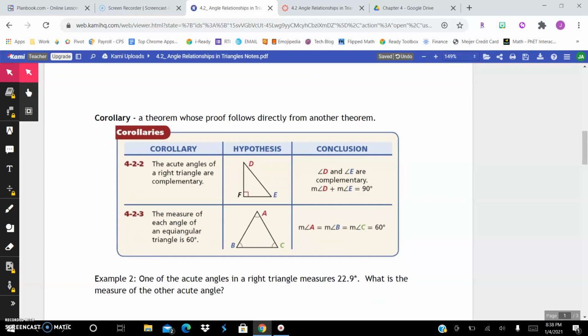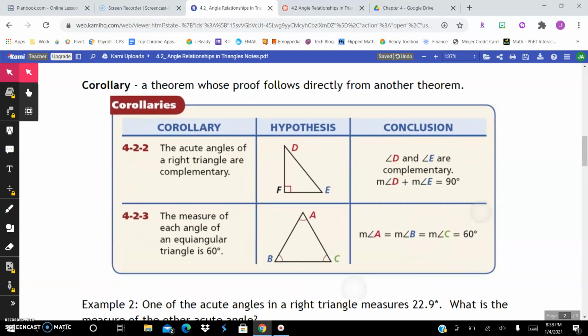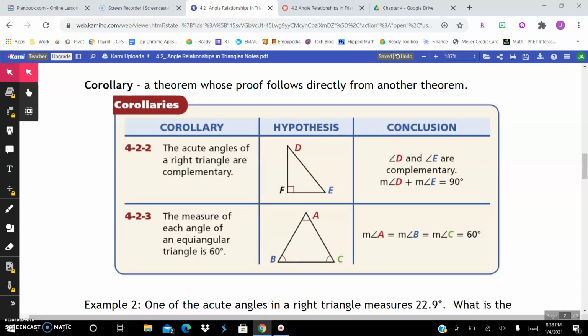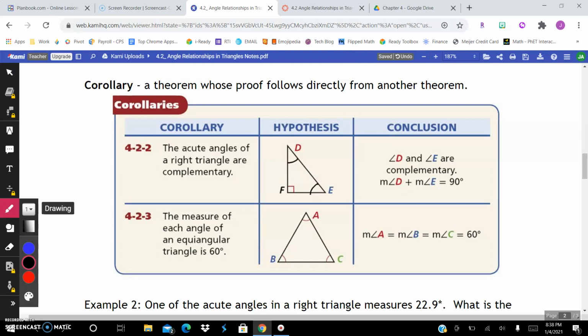Another vocab word here is corollary, and that is a theorem whose proof follows directly from another theorem. We have two of them here. The first one says that the acute angles of a right triangle are complementary. So if we add the two angles that aren't the 90 degrees, this one and this one, D and E, they're both going to equal 90 degrees together. That makes sense because if this one's 90, these other two have to equal 90 to get to 180.